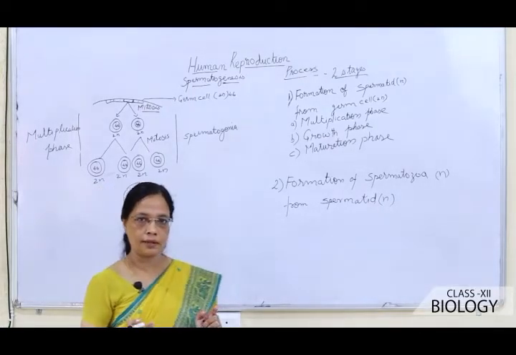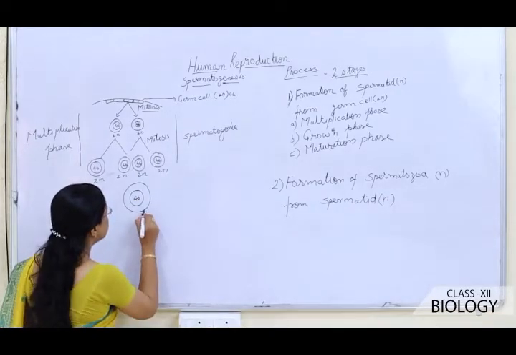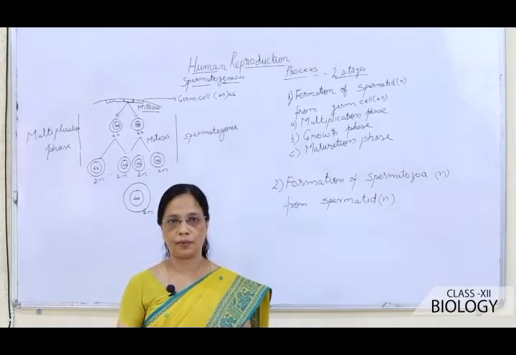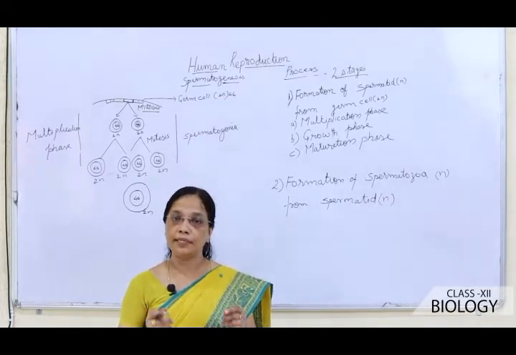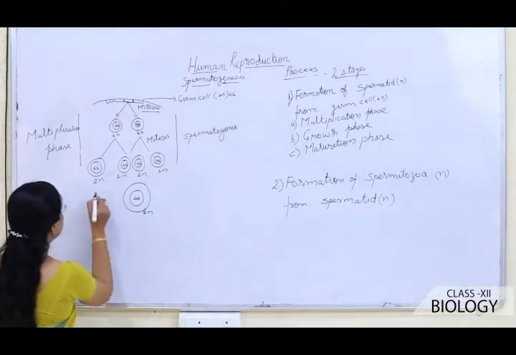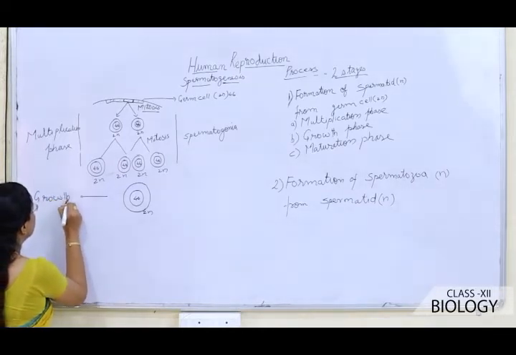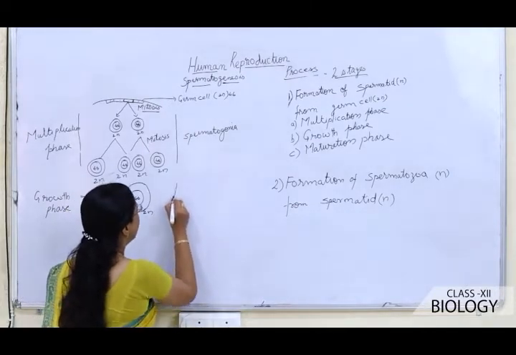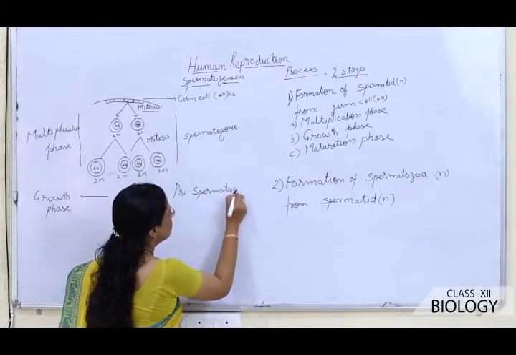It has the same number of chromosomes, only the size increases, and it is diploid. The size increases due to accumulation of cytoplasm, and replication of DNA takes place, but the number of chromosomes remains as such. So this phase is known as the growth phase. And this cell is known as primary spermatocyte.